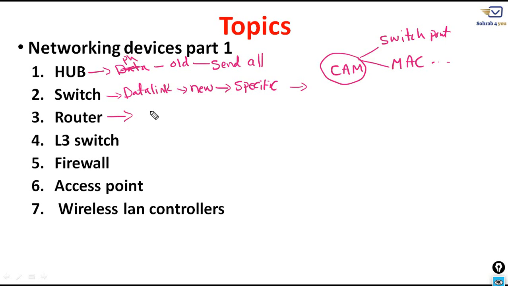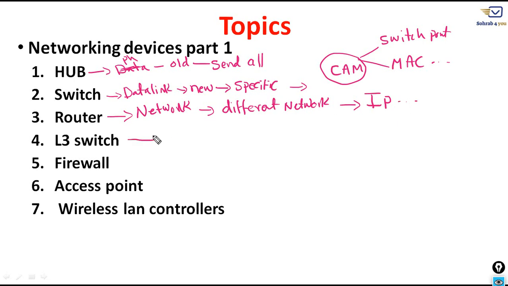Then come to the router. Which layer does the router belong to? It belongs to the network layer. What is the job of the router? The main job of the router is to connect different networks. And what does it use? It uses IP addresses for communication.